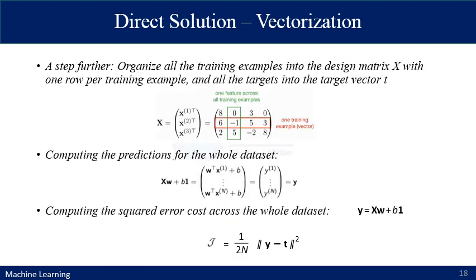So let's look at a further illustration of the previous slide, which is a step further, in which you organize all the training examples into the design matrix X, with one row per training example, and all the targets into the target vector t. So if we take the case of the previous example, we had WT of X. So you had the input design matrix X, and each row in this matrix represents one example.